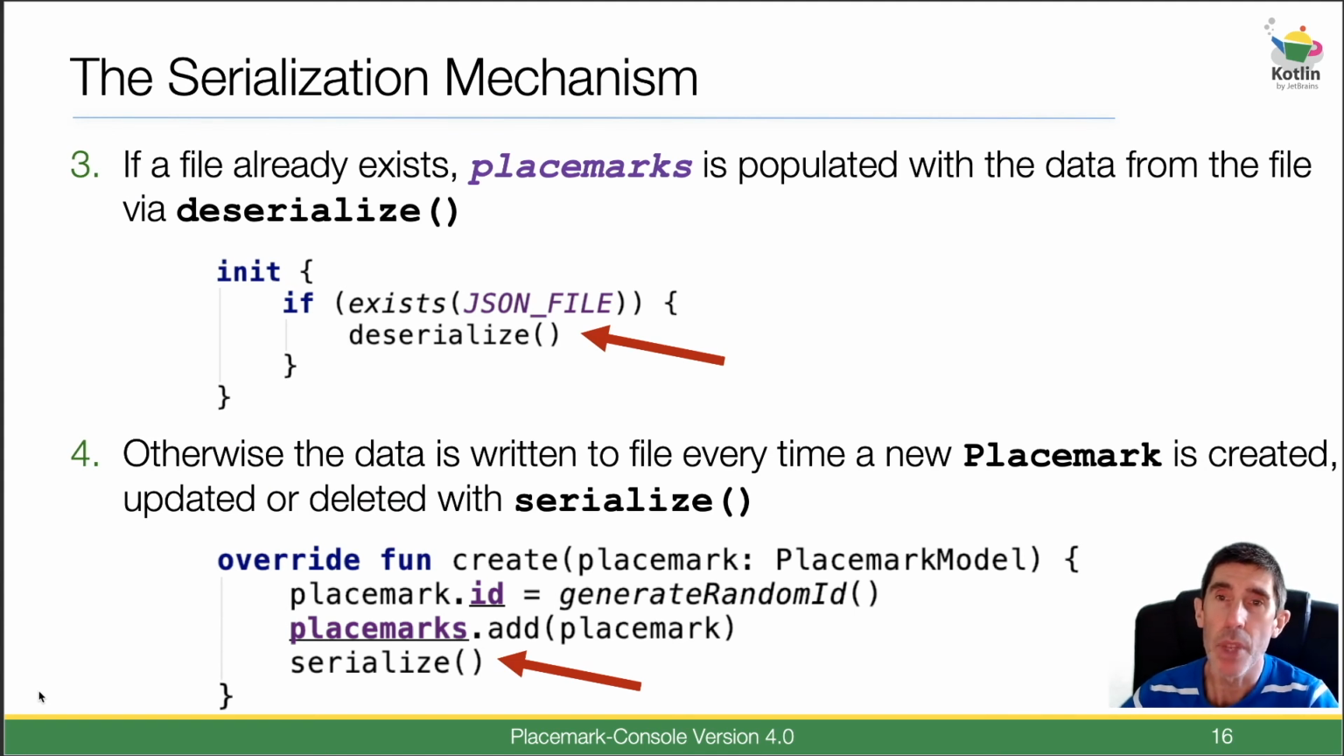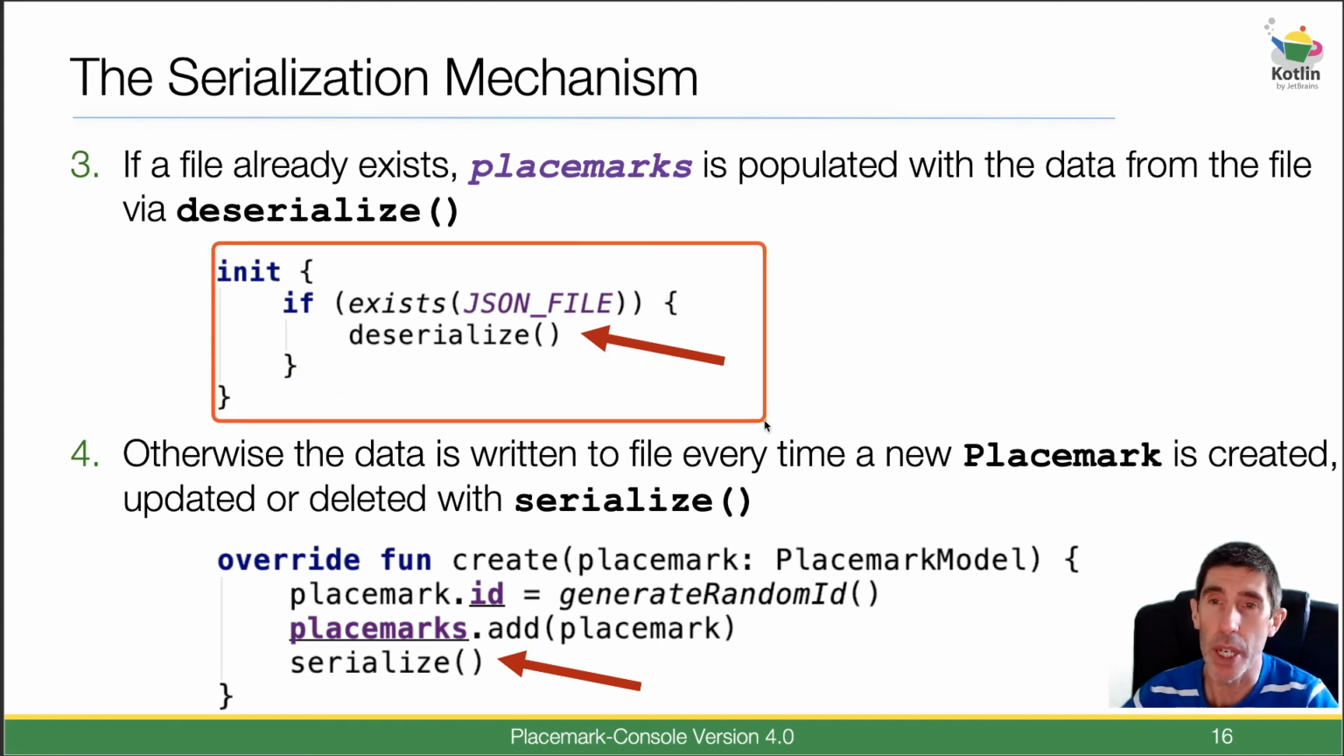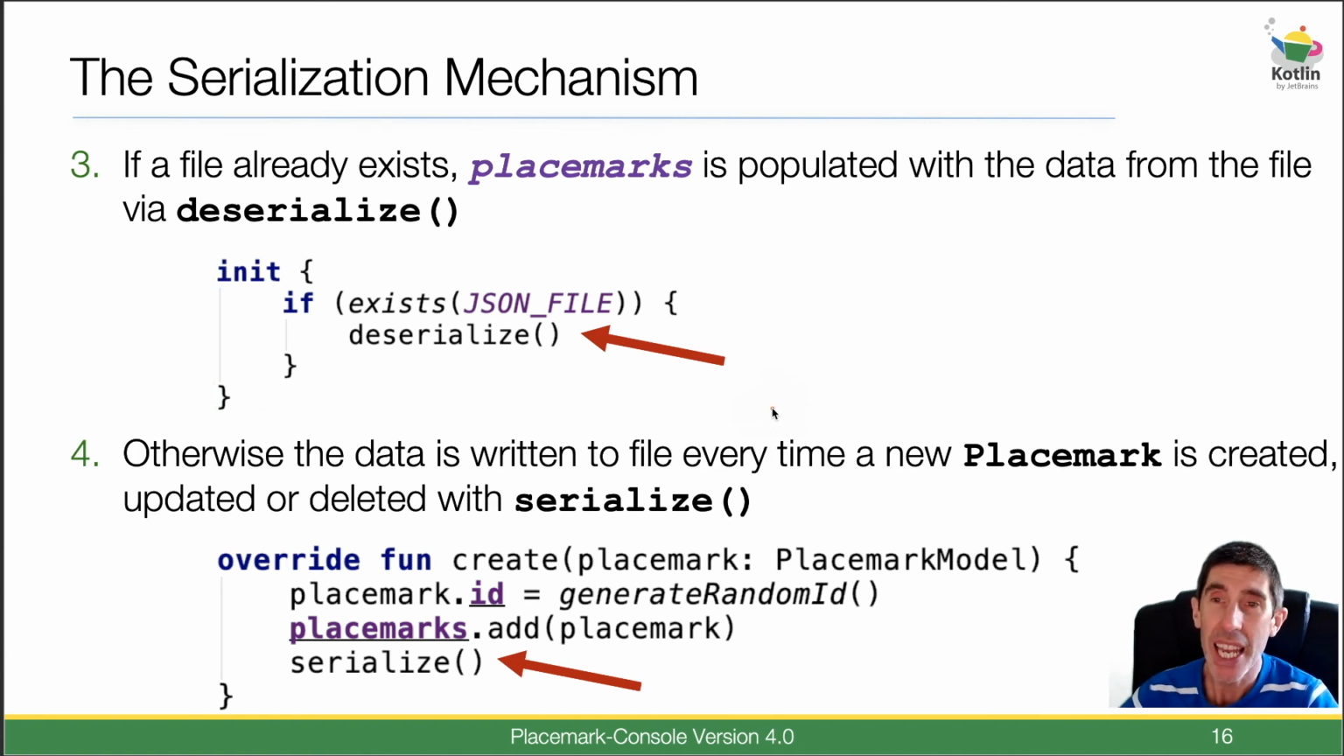The next thing, we check to see if a file already exists. Placemarks is populated with the data from the file via our deserialize function. So there's a good use for our init inside the class itself. When we initially create the class, we do a check on our JSON file, and if that exists, we deserialize. That reads from the JSON file and converts the JSON into its Kotlin equivalent, that mutable list.